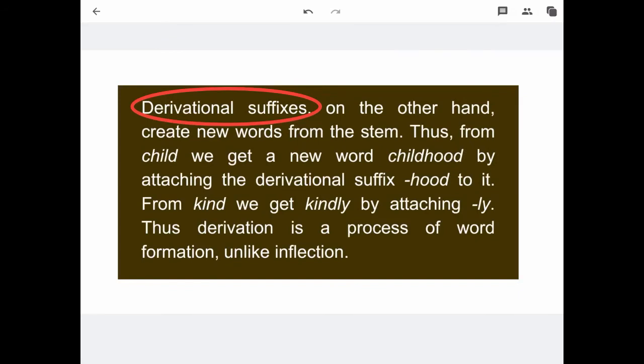Now moving on to derivational suffixes. They create new words from the stem. Thus, from child we get a new word childhood by attaching the derivational suffix hood to it. From kind we get kindly by attaching ly. So derivation is a process of word formation unlike inflection. So it helps to derive new words, to form new words, unlike inflectional suffixes.